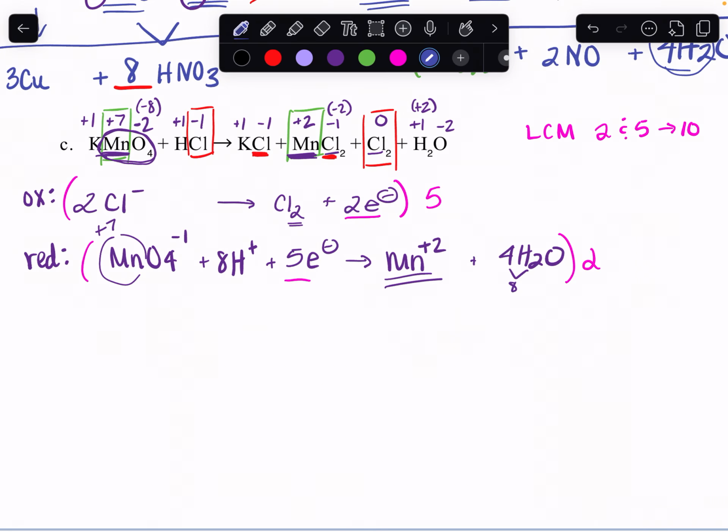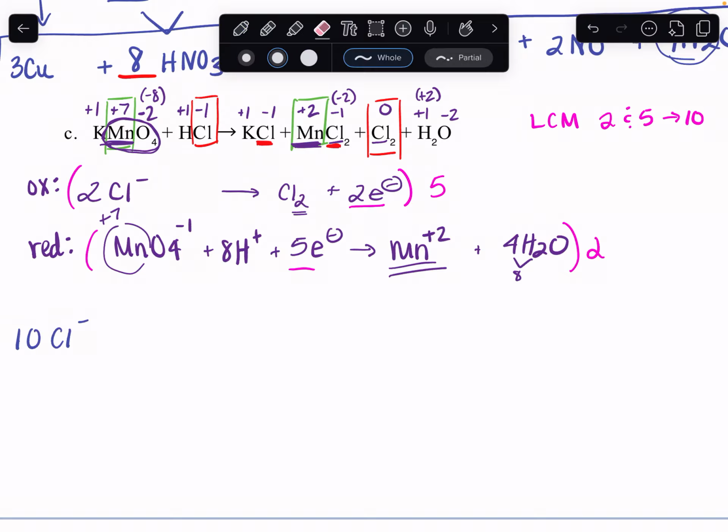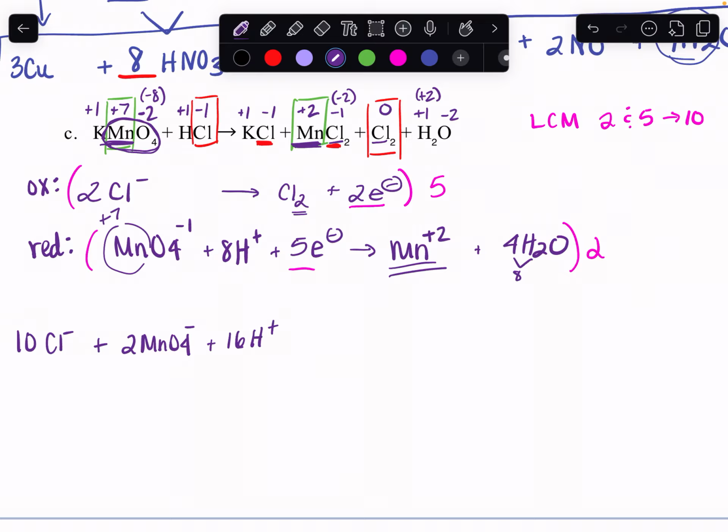And I'm going to combine everything at once. So I'm going to add all the reactants together on one side, all the products, with their correct coefficients. Starting with chlorine, I now have 10 chloride ions. Oh, I'm using blue again. I know it doesn't matter, but whatever. 10 chloride ions. I also have 2 MnO4 minus. I have 16 hydrogen. And I have 10 electrons.